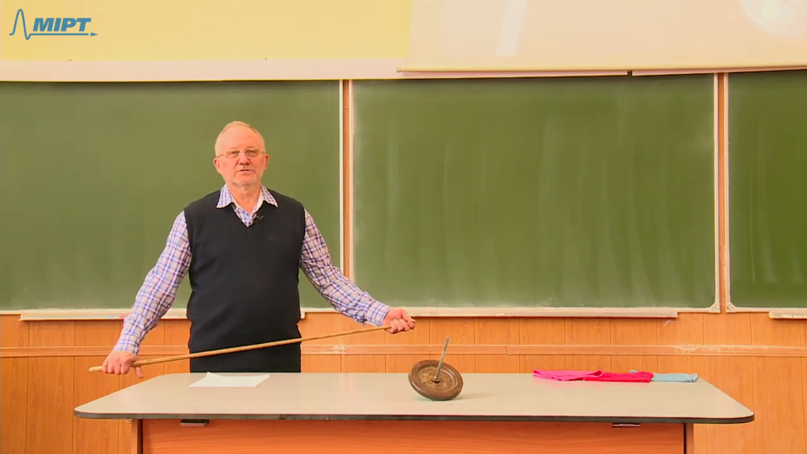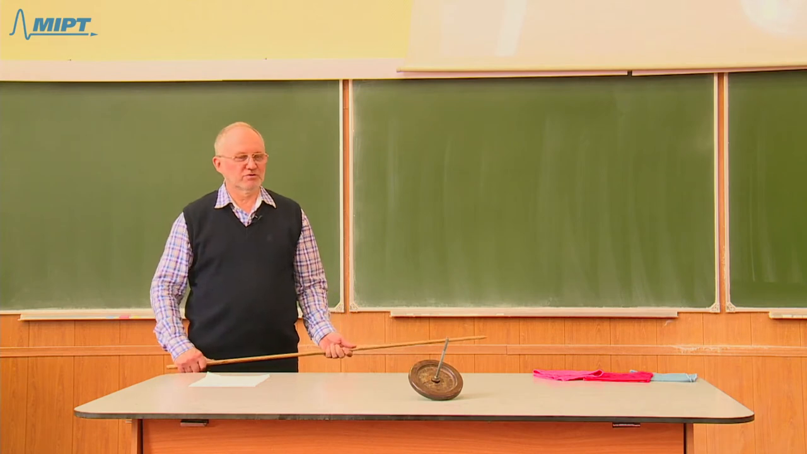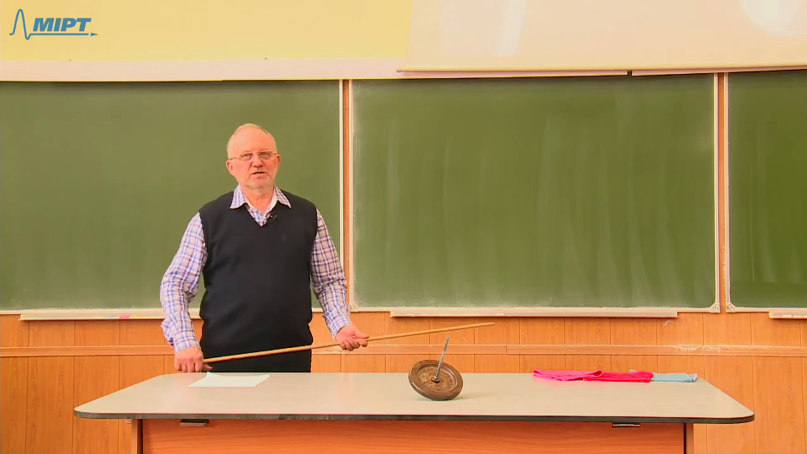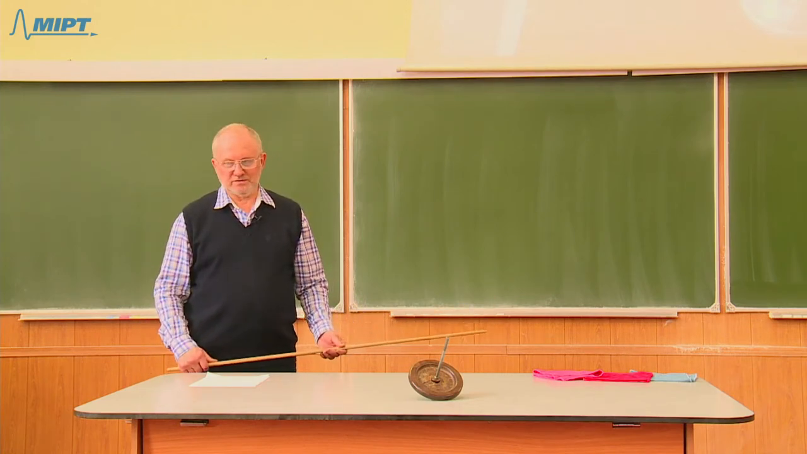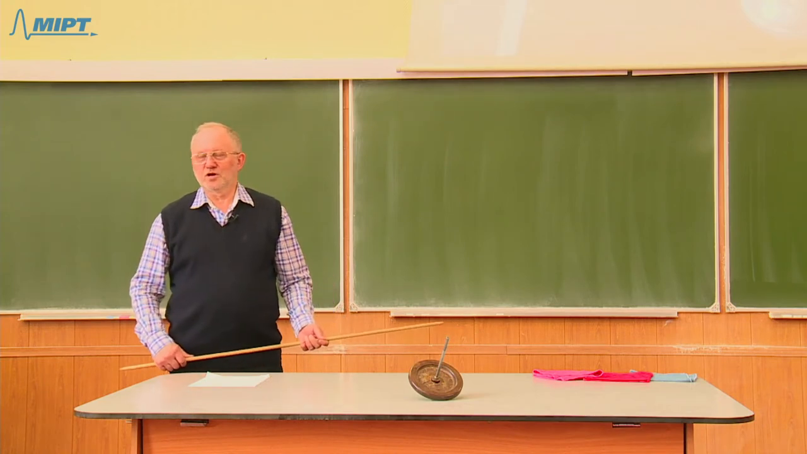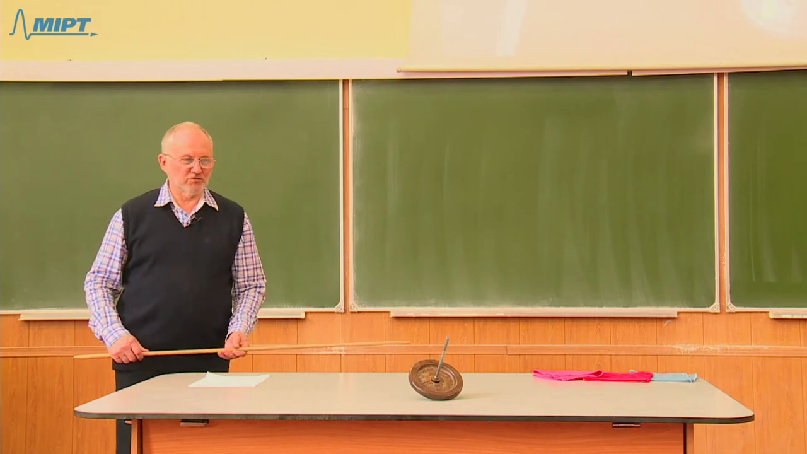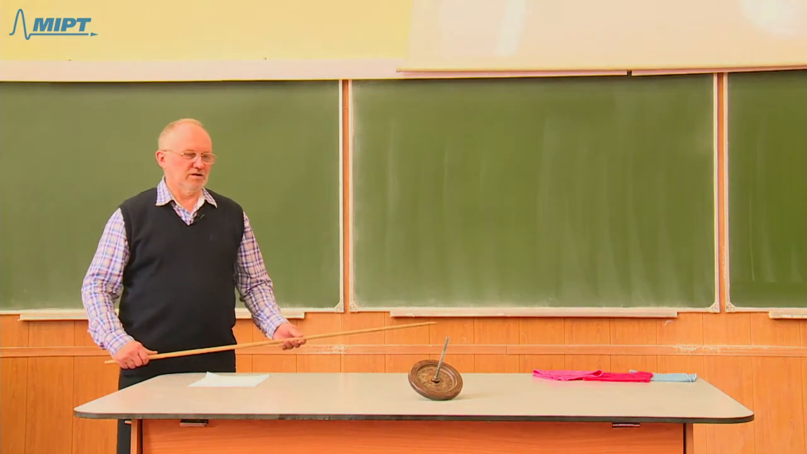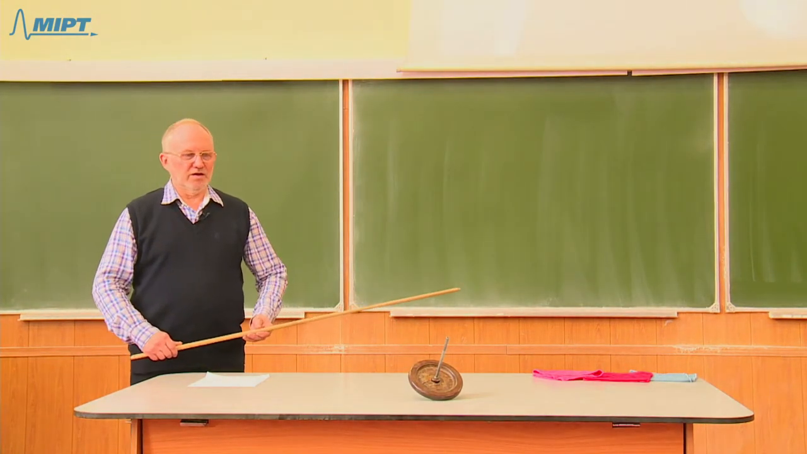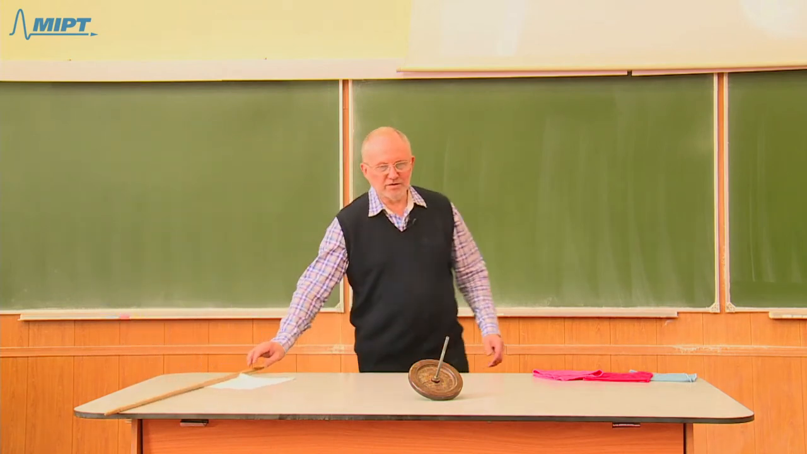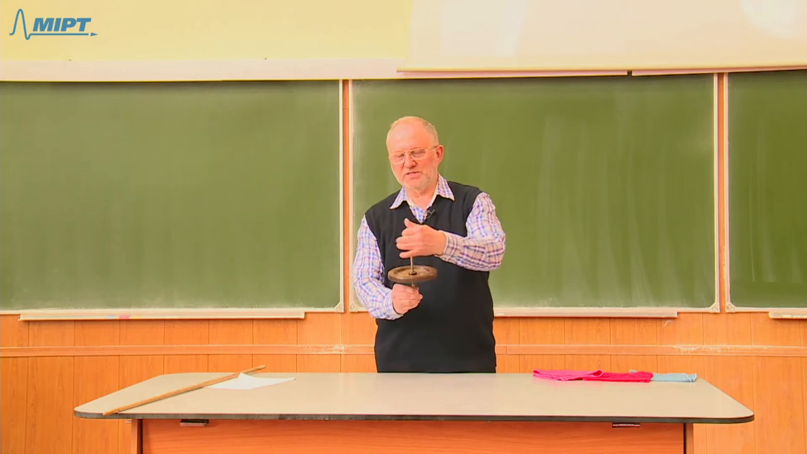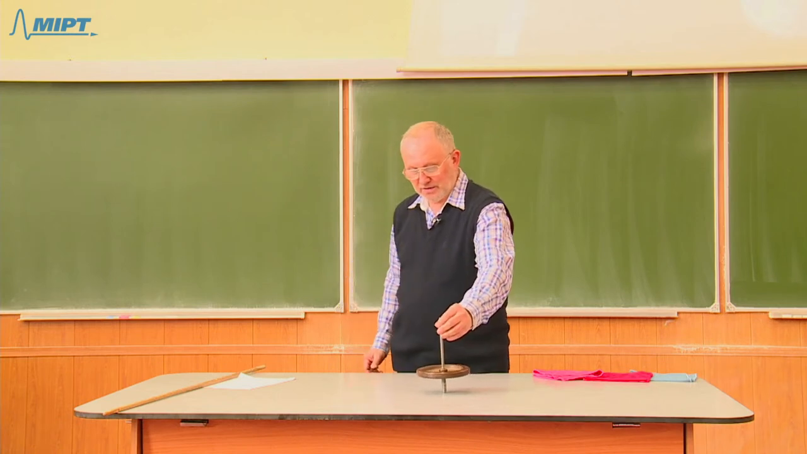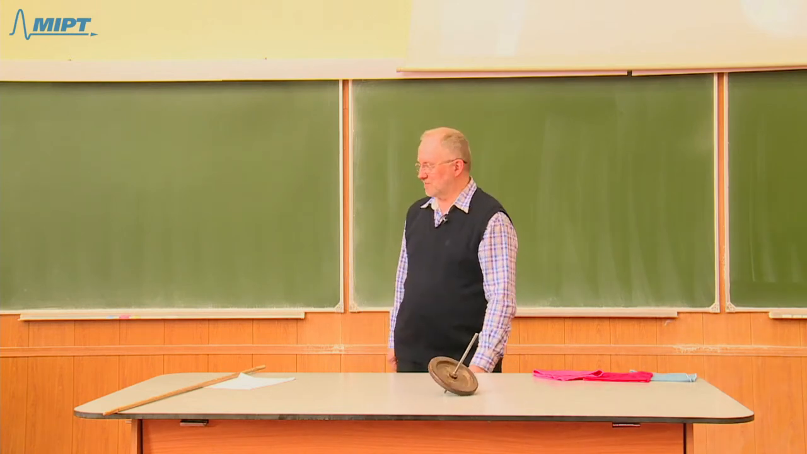Hi. Today we continue our discussion of rotational motion. So far we considered bodies rotating about a fixed axis. And today we will observe some effects which are related to rotating bodies with a non-fixed axis, such bodies which can rotate about the axis like this one, and the axis is not fixed in bearings but is free to move in any direction. So let's observe what happens in this particular case.